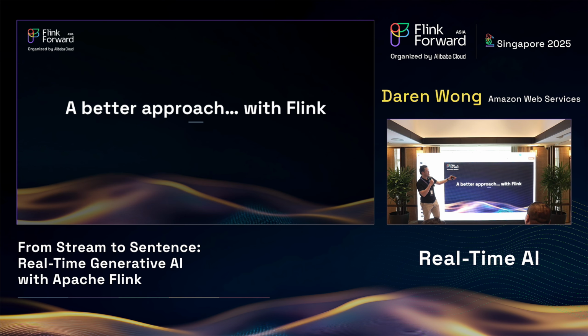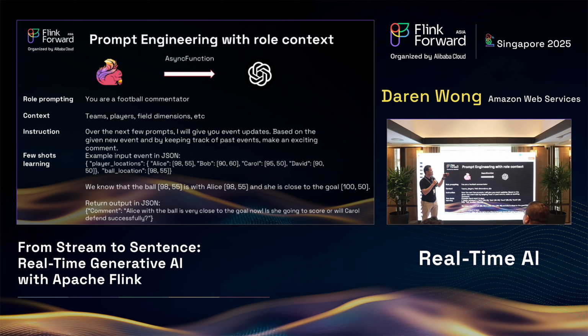So here, in the next slide, I'm proposing a better approach that's built on top of the naive approach with Flink. How this works is, before the game begins, we have a Flink job that uses the async function to send an initial prompt to the LLM to give it context and to set the scene, to give it the instruction so that it knows what to do next.